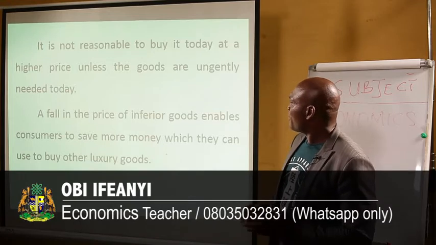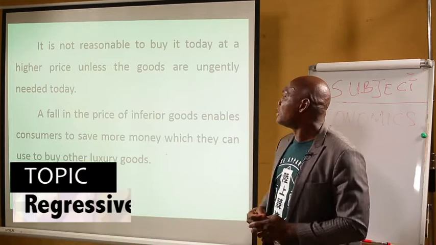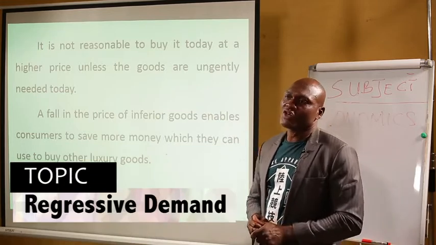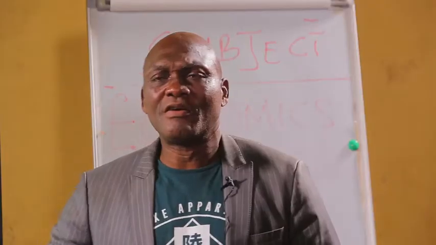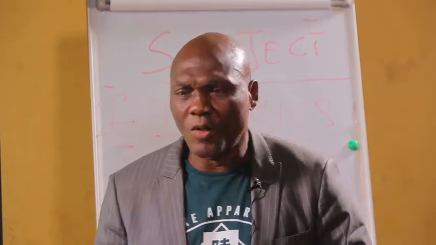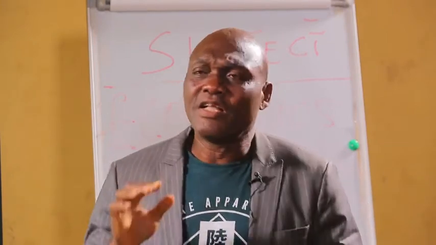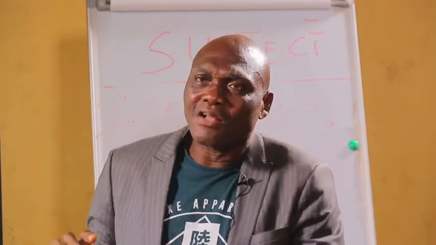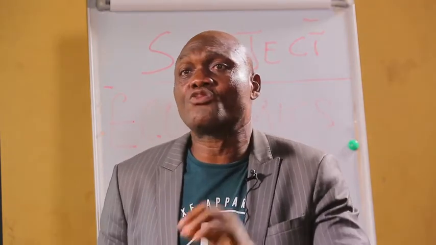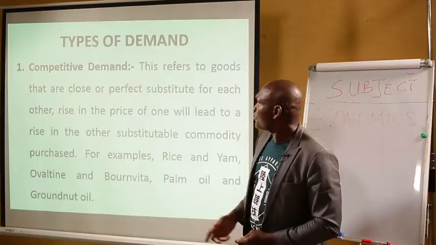A fall in the price of inferior goods enables the consumer to save more money, which they can use to buy other luxury goods. So when the prices of inferior goods fall, because they are inferior, because they are not expected to spend more money on them, the consumer saves some money in order to spend it in buying other goods.